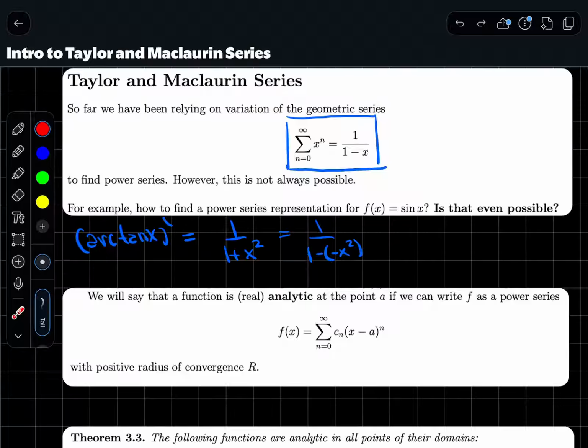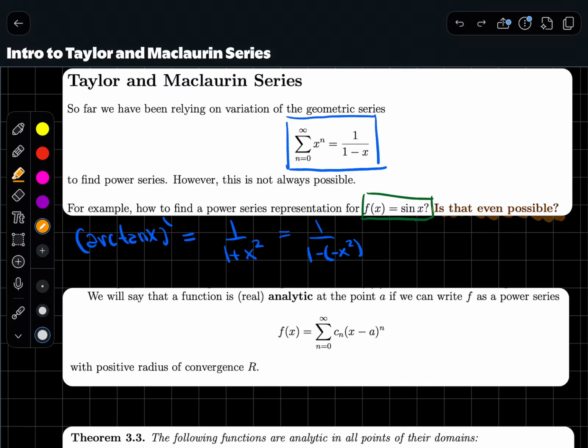For example, what about the sine function? If I have f of x equal to sine x, I can take as many derivatives of it as I want, or as many integrals of it as I want. I'll never get something that's close to 1 over 1 minus x. So how do I go about it then? And the key question here is, is that even possible?